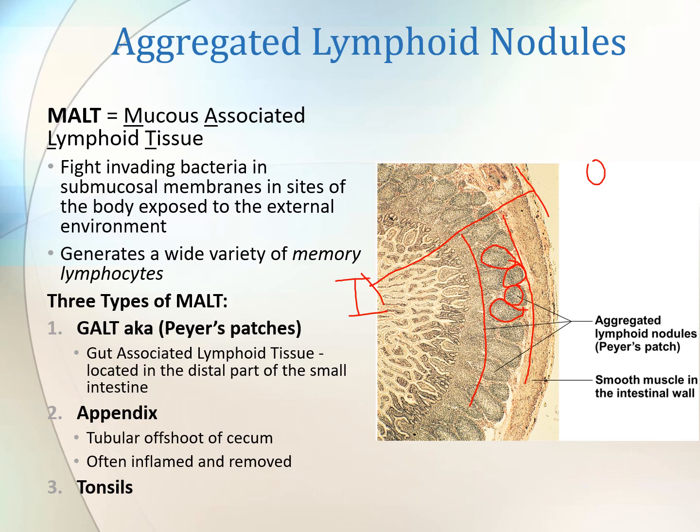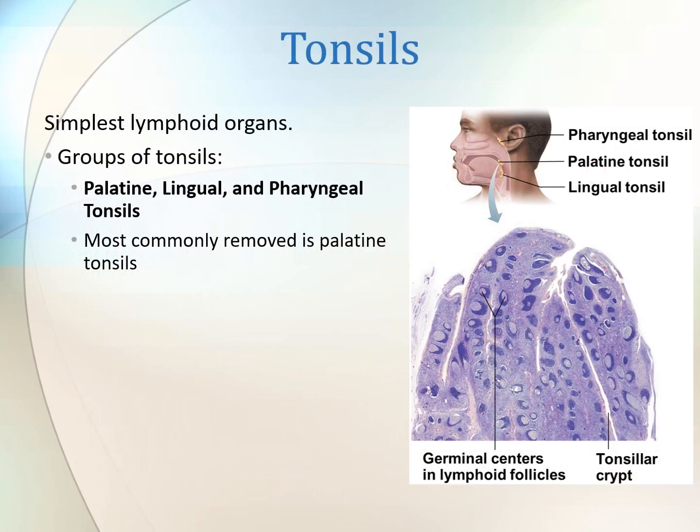And then tonsils. Tonsils are mostly in the pharynx, and we'll talk about the different regions where we have tonsils. And they are in the opening to the nasal cavity, the oral cavity. So anything that's going in our head is going to go by a tonsil, right?